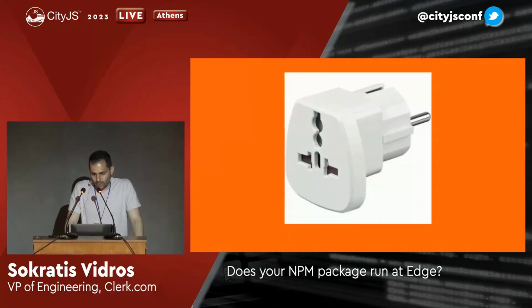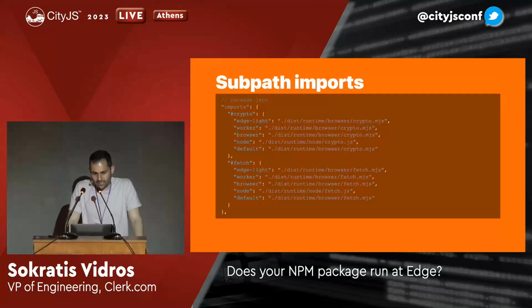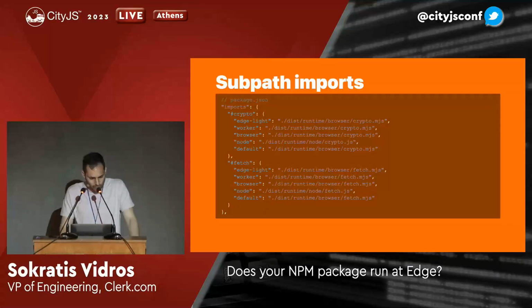So we're going to need something like an adapter pattern. And what does the adapter pattern look like in a package.json? It's a feature called subpath imports. In fact, this feature has been around since Node 14, but to be honest, I found out about it 6 months ago. So the idea is that you create an internal alias. It starts with a hash symbol. And then you specify a set of keys depending on the runtime.